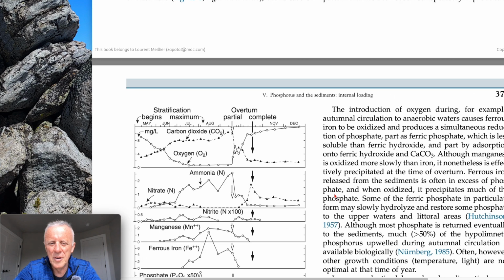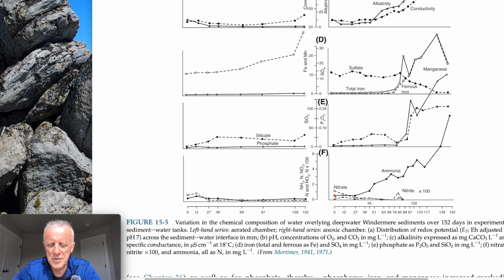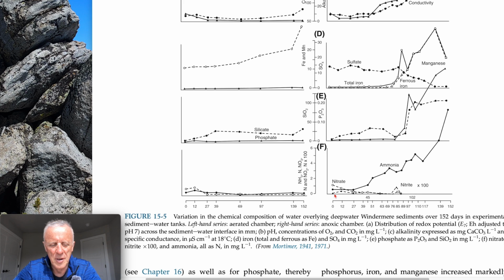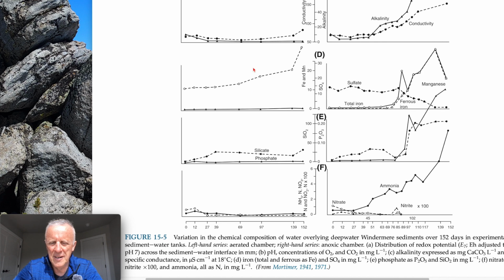So before we continue on, let's look at these figures here. Figure 15-5, variation in the chemical composition of water overlying deep water Windermere sediments over 152 days in experimental sediment-water tanks. Left-hand series, aerated chamber; right-hand series, anoxic chamber. So aerated, oxic on the left, anoxic on the right.